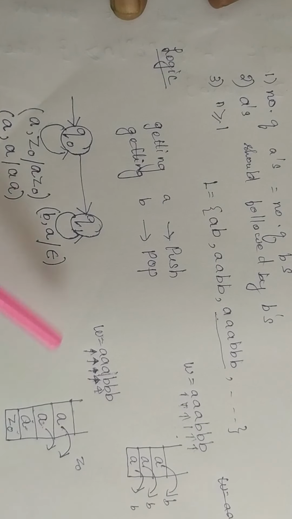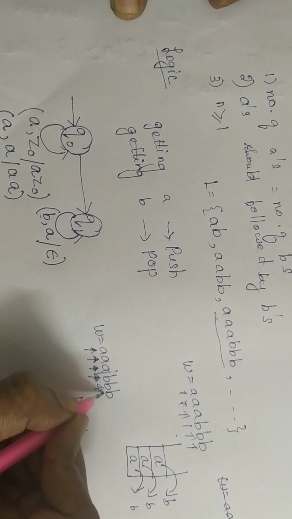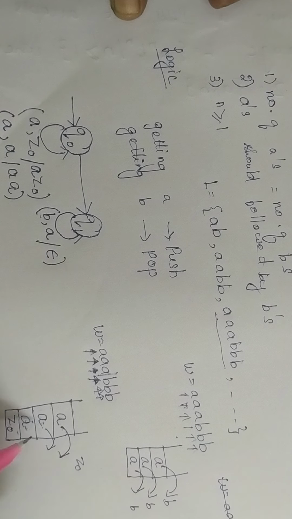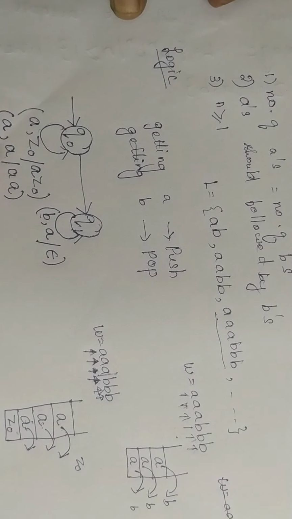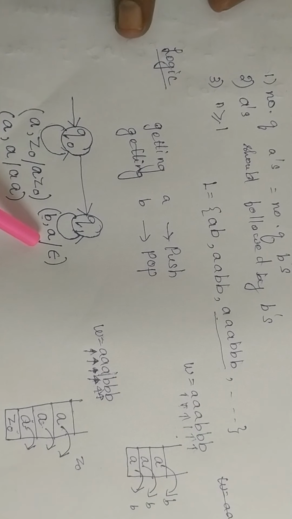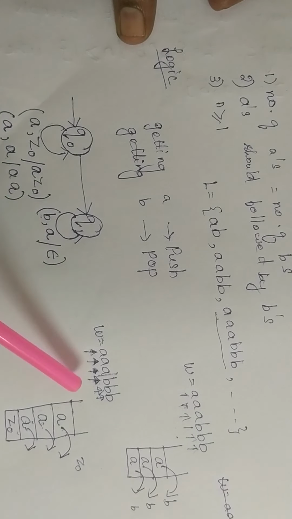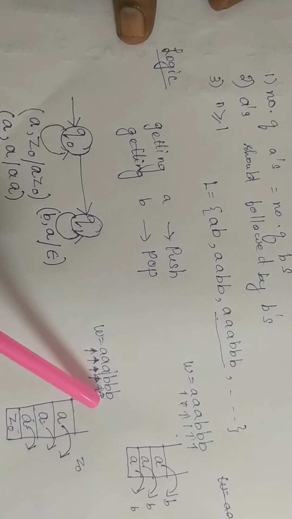And then also the input symbol is B, and top of the stack is A, so we are popping it. So no need to write it again and again 3 times. Okay. Now almost everything is over, right? So we have completed reading our symbols.